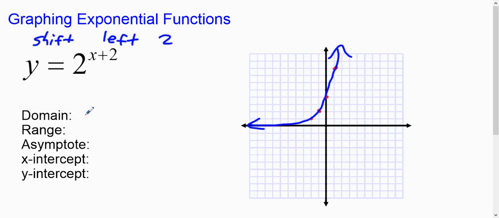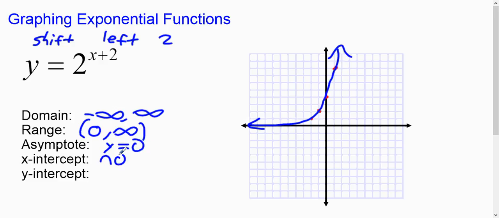Domain, still negative infinity to positive infinity. It doesn't change. Range didn't shift up or down at all, so it's still 0 to infinity. The asymptote didn't shift up or down, so it stays at y equals 0, which means there's no x-intercept. And the y-intercept, that did shift because now it's 4. 0, comma 4.